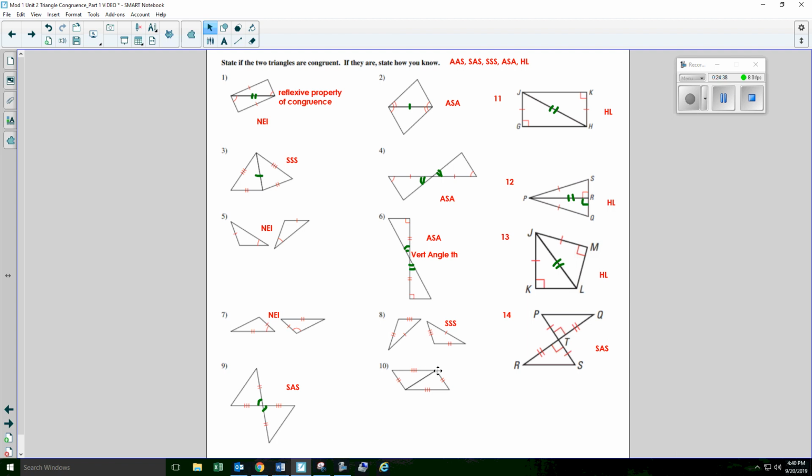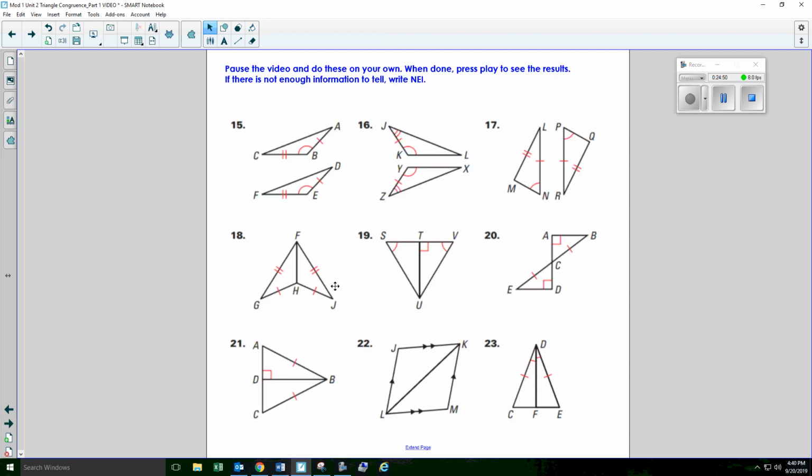And lastly, right there, sharing a side automatically. Put my hash mark on it. 1 says 2 and 3 have already been used. And now I have SSS. Easy right there.